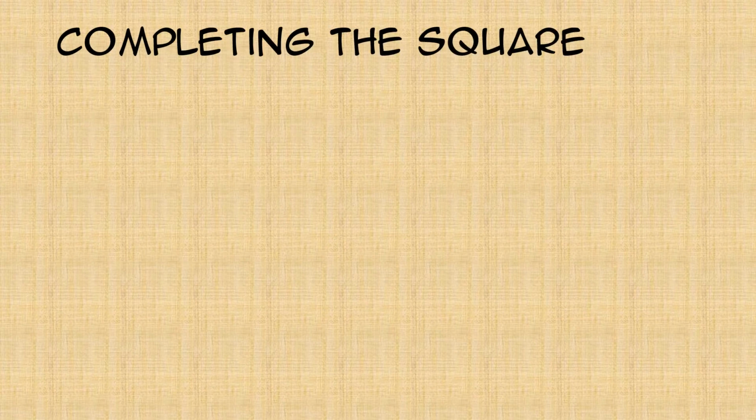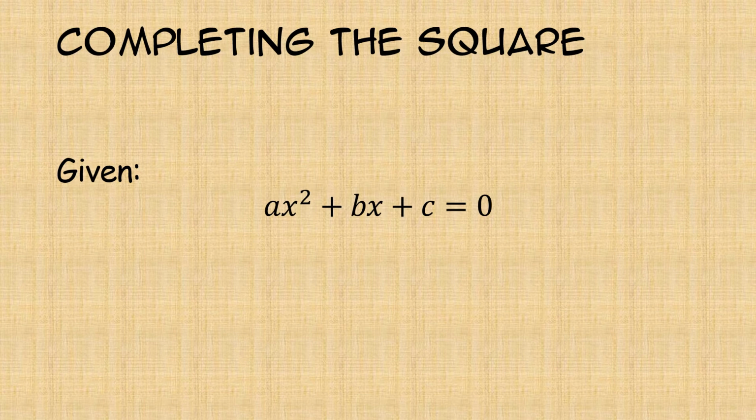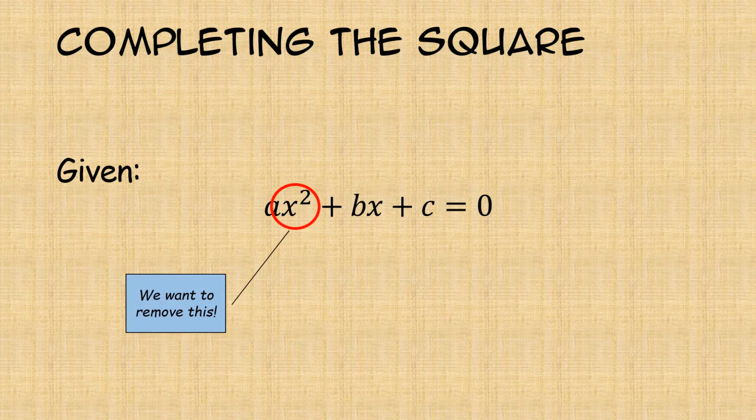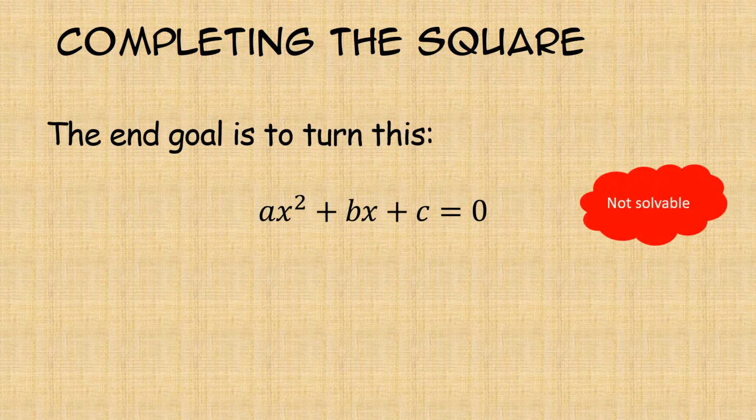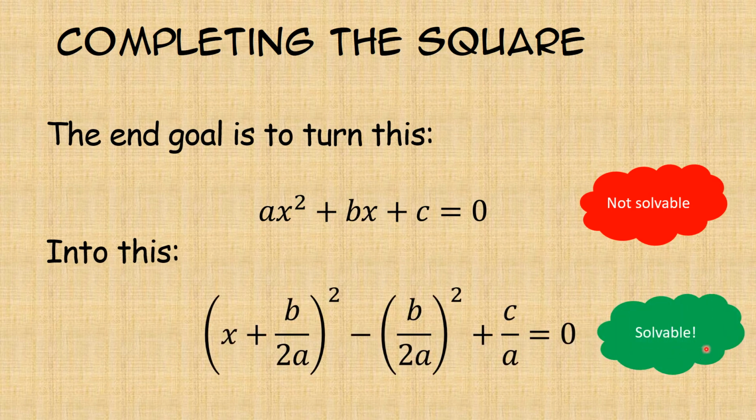This is the original method that the Babylonians first used to solve quadratic equations thousands of years ago. Given the quadratic equation ax squared plus bx plus c equals 0, our goal is to remove the x squared term and get an equation in terms of x only. So what we do is perform a few transformations to get from an unsolvable form of this into a final solvable form of this. This equation is now solvable because you can move all the constants to one side and square root them to get an equation in terms of x only.